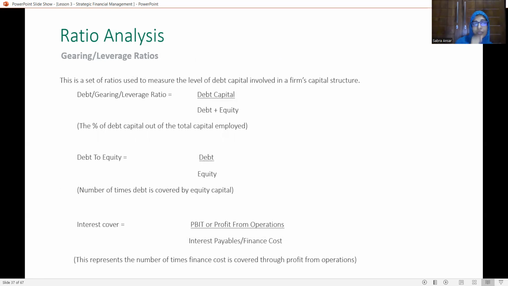Now, we will be moving on to the gearing or leverage ratio, because this is a set of ratios used by the organization to identify the firm's capital structure, where the debt capital is divided by debt plus equity. So basically the percentage of debt capital out of the total capital employed will be used here to see how much debt we have compared to the whole equity. Do we have more equity, do we have more debt?